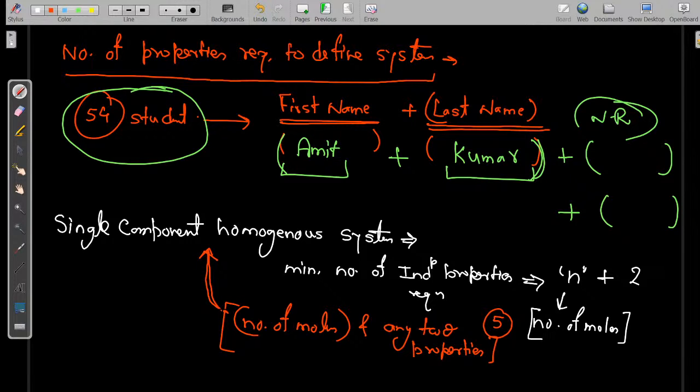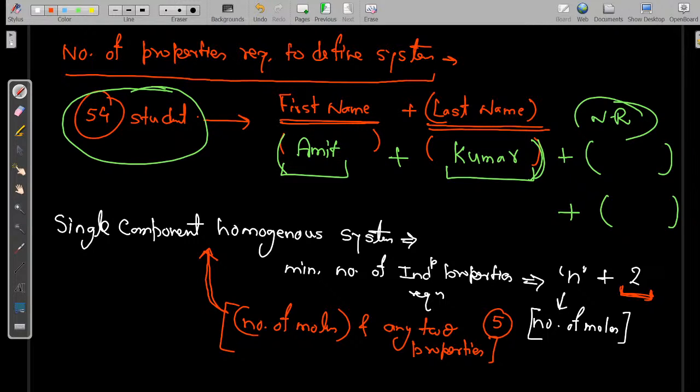Okay, yeah, this number 2, it comes from the Gibbs phase rule. Okay, so for any single component homogeneous system, we need number of moles, whatever the number of moles inside the system, and any two independent intrinsic properties. If I have this information, then I can define the system easily. All other properties become dependent on these three things.